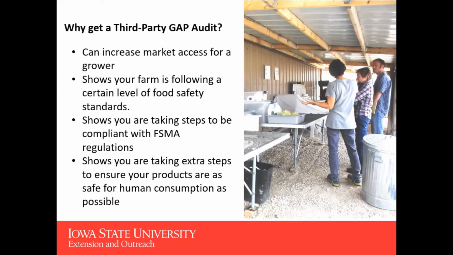Why would a farm think about getting a third-party audit? An audit can give the farmer access to a new market. Some buyers require third-party audits to show that the farm is following a certain level of food safety standards. A Harmonized GAP audit is one way to show buyers that you are also taking steps to be compliant with FSMA regulations. And audits show that you are taking extra steps to ensure your products are as safe for human consumption as possible.